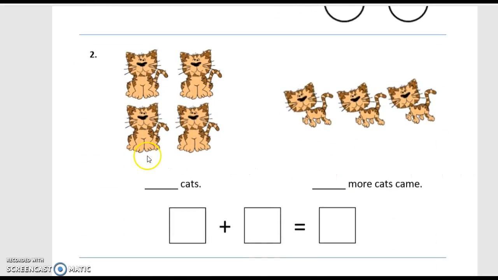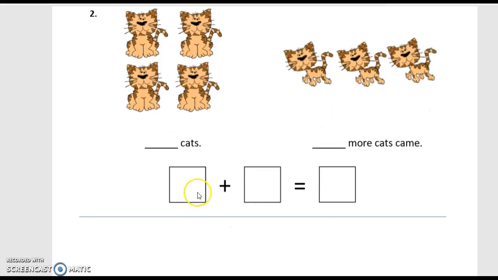Number 2, blank cats. How many cats do you see here? Blank cats. Fill in the blank on your paper. Blank more cats came. More cats came. This many more cats came. So fill in the blank of how many more cats came. And then in these boxes, you're going to put how many cats you had here, how many more cats came, and then how many cats you have all together.